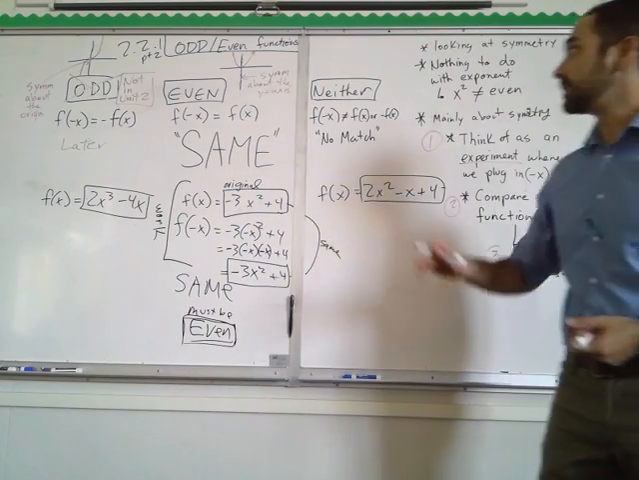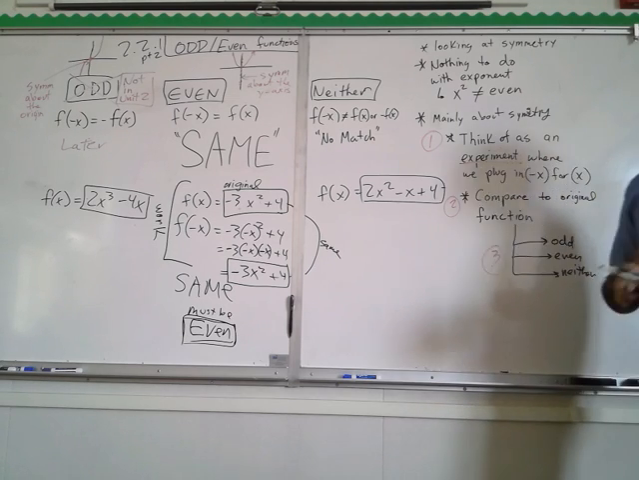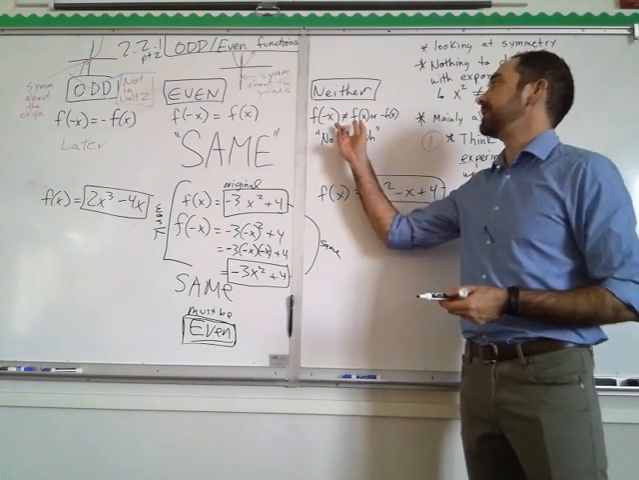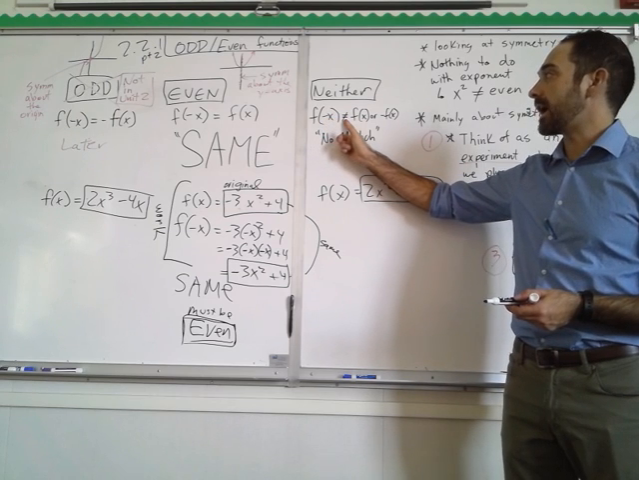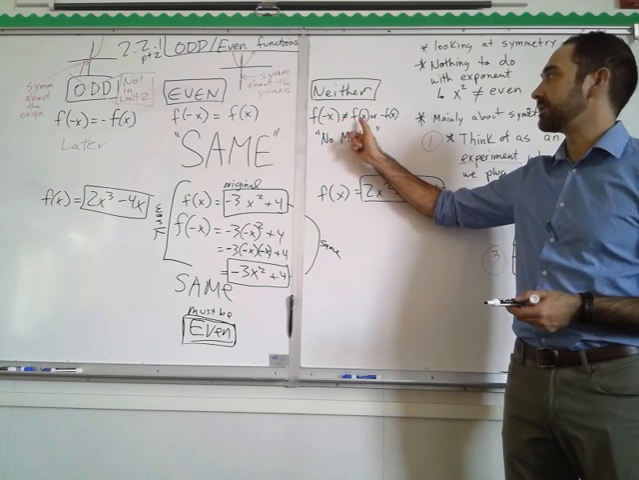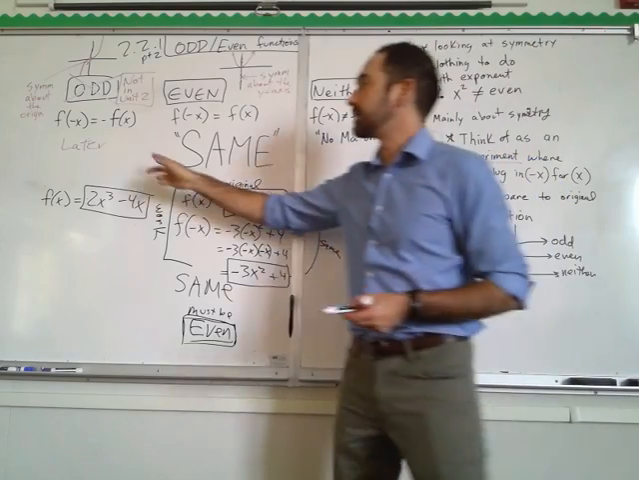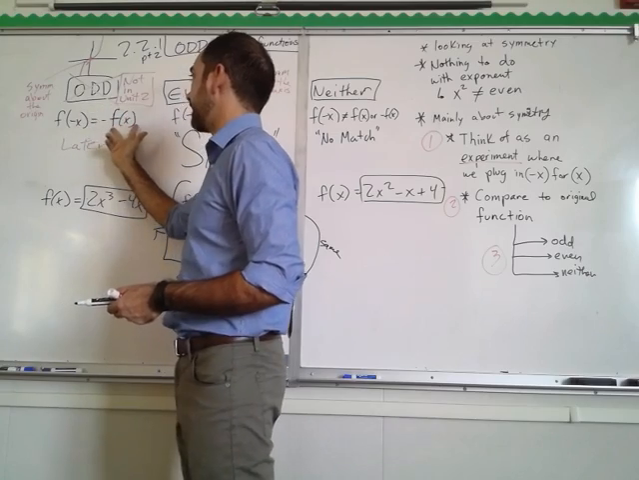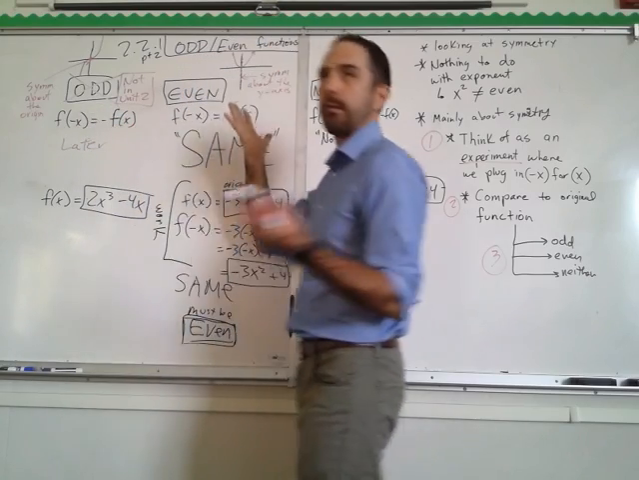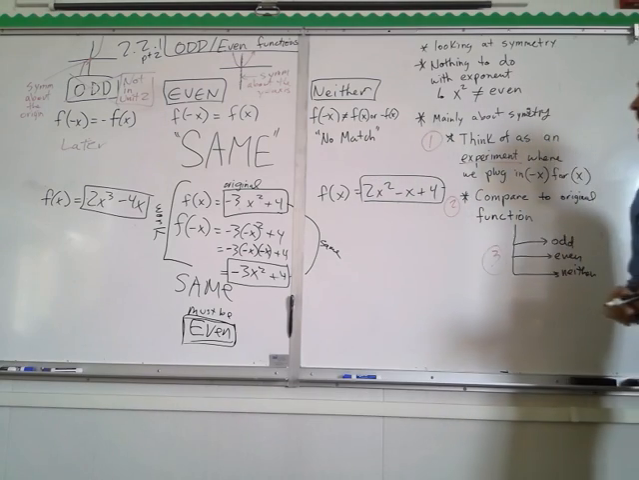Okay, let's do neither. We'll have another example to look at, and we'll go from there. The situation with neither, when we go to compare it at the end, when we plug in negative x, it's not equal to the original or to the negative version of the original. So when we get our f of negative x, it doesn't meet my requirement for odd. It doesn't meet my requirement for even. That's why it's neither. Okay, does that make sense? It's not fitting in any of those categories.